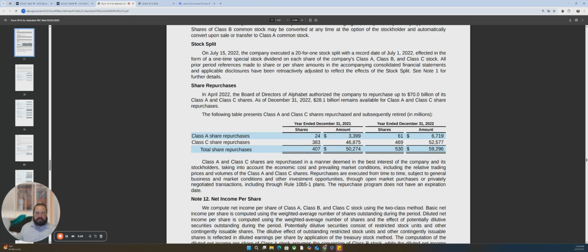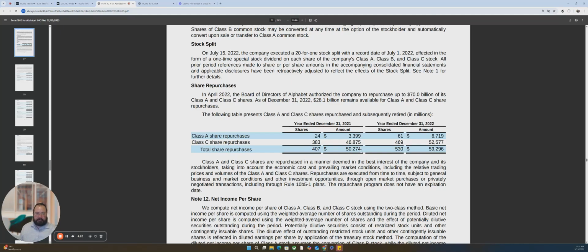And by the way, this is note 11 in the notes of the 10K, so you can look it up for yourself. So what we see over here is that in 2021, they had a 407 million share buyback. And that amounted to just over 50 billion, which is a lot of money. They purchased a lot of their shares back.